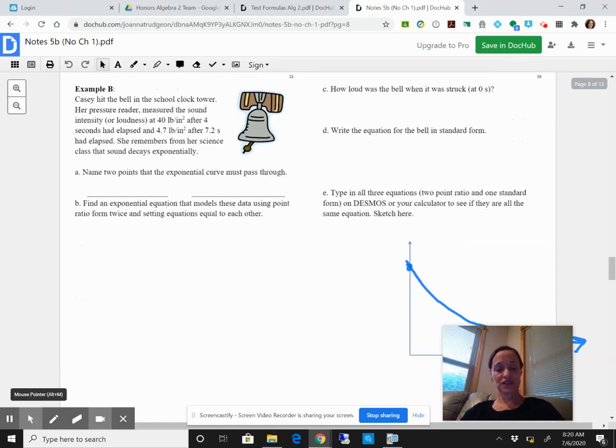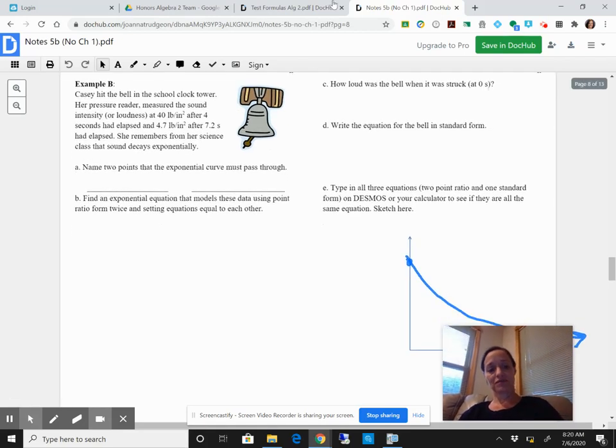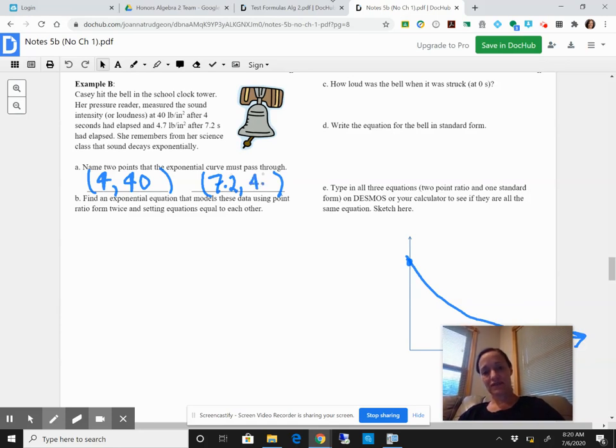When you do these problems, time is almost always the x value, and the y value in this case is sound intensity. So at 4 seconds, the sound intensity is 40. And at 7.2 seconds, the sound intensity is 4.7. Pounds per square inch, that's how much pressure is on her eardrum from that sound.